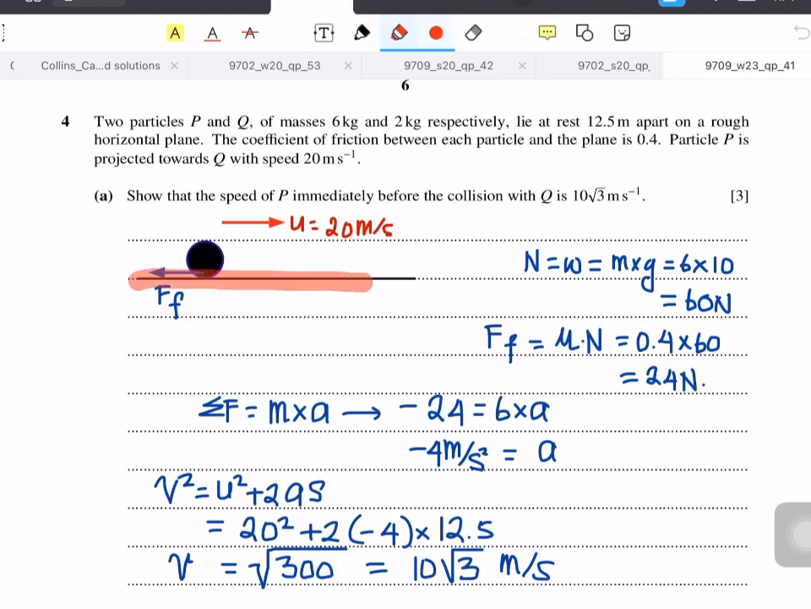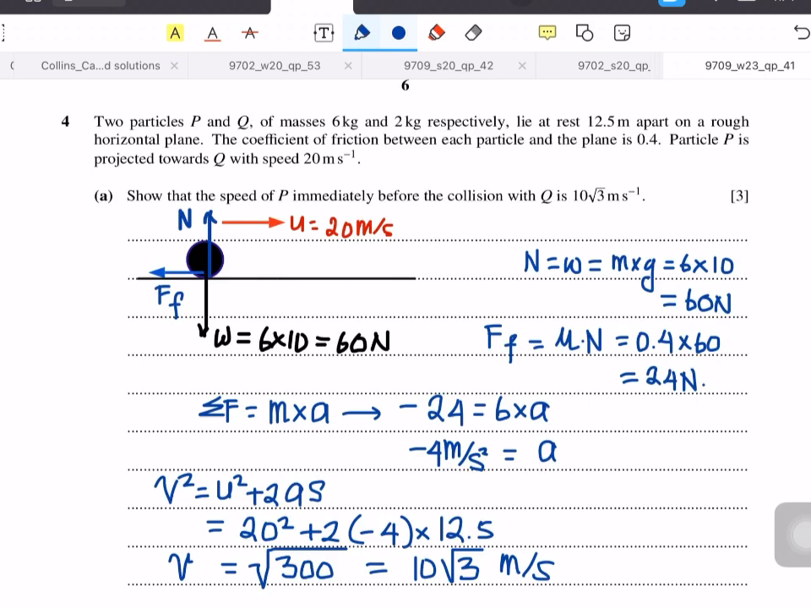So this is the diagram. The weight of the object is 6 times 10, which is equal to 60 Newton. So the normal contact force between the object and the plane is also 60 Newton. And then the friction force is mu times N. It's equal to 0.4 times 60. So it's equal to 24 Newton.